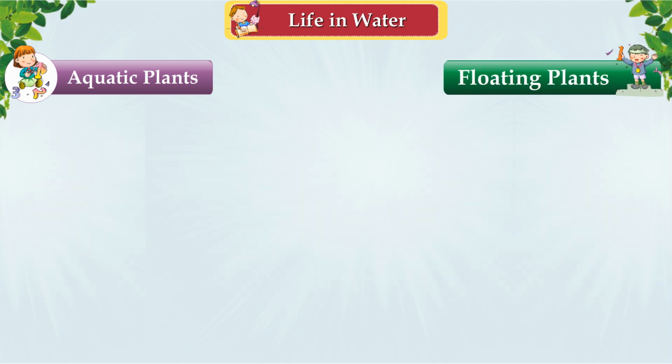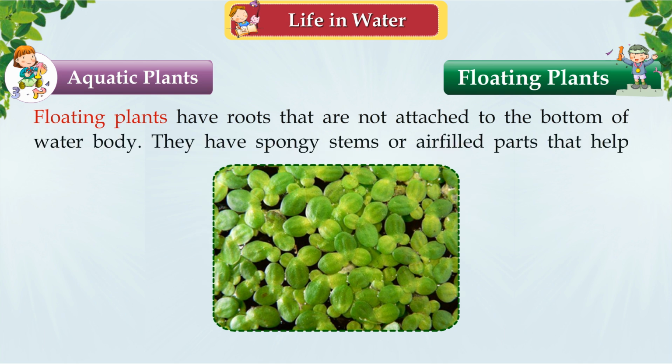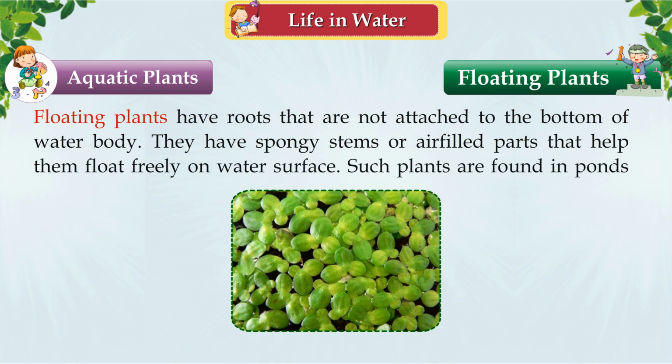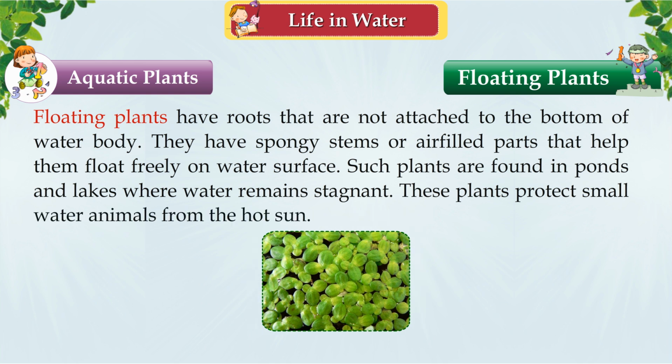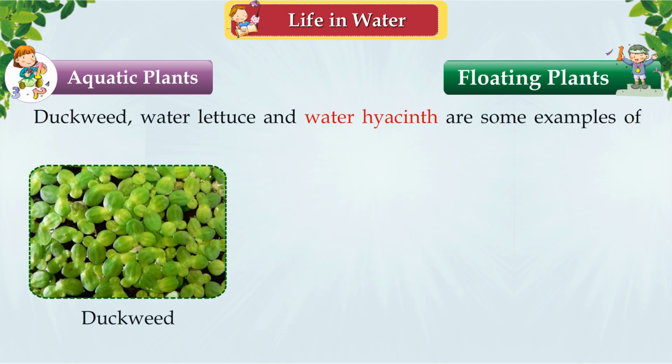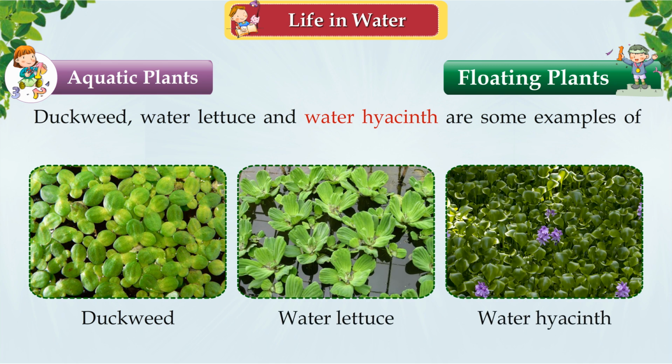Floating plants. Floating plants have roots that are not attached to the bottom of the water body. They have spongy stems or air-filled parts that help them float freely on the water surface. Such plants are found in ponds and lakes where water remains stagnant. These plants protect small water animals from the hot sun. Duckweed, water lettuce, and water hyacinth are some examples of floating plants.